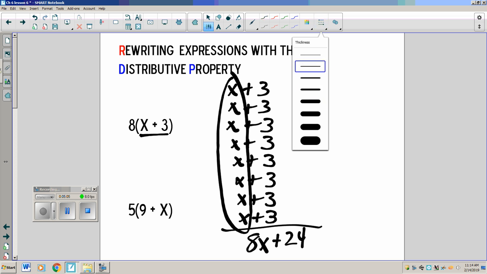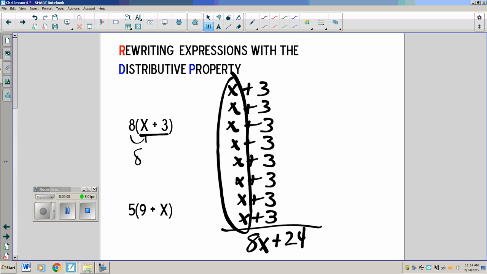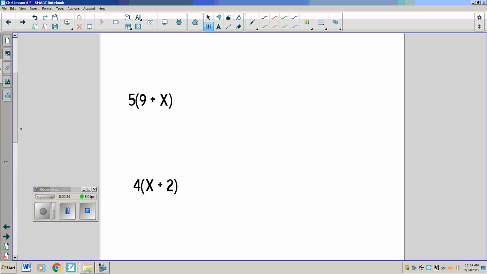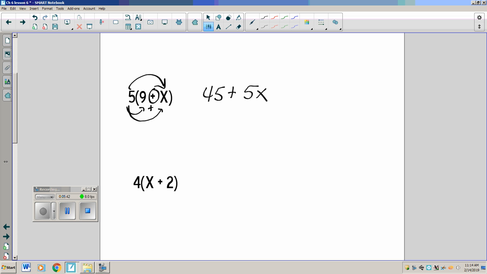Easier way to do it, using the distributive property, 8 times x is 8x. x is a variable, we don't know what it is, so you just write 8x. Copy the operation, plus 24, because 8 times 3 is 24. Five times 9 plus 5x. 5 times 9 is 45. Copy the operation, plus 5x. I write it like that. 45 plus 5x. We can't solve it. We don't know what x is.